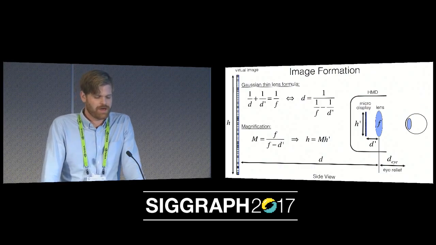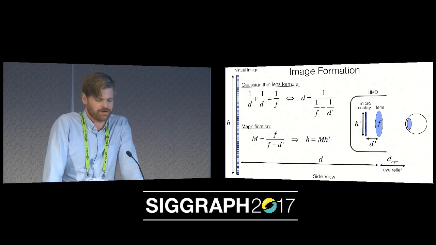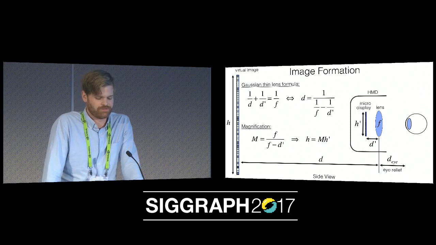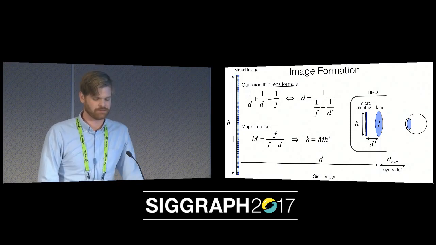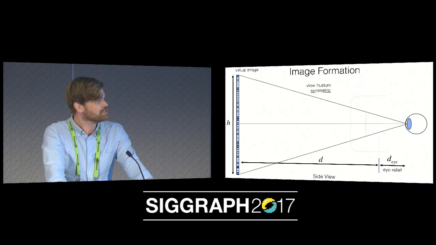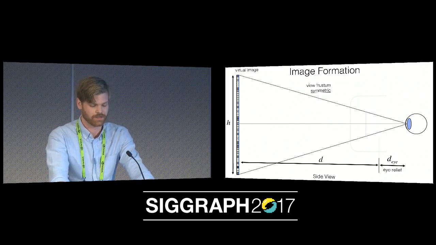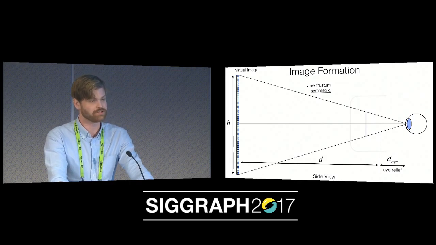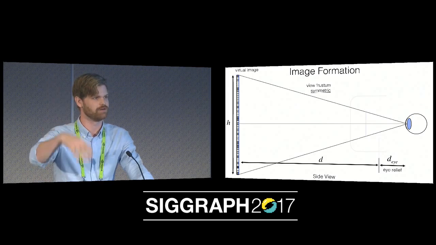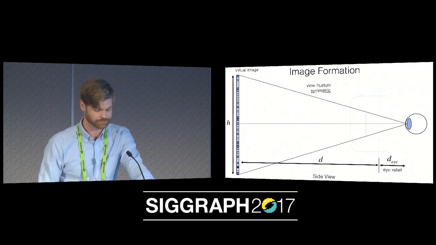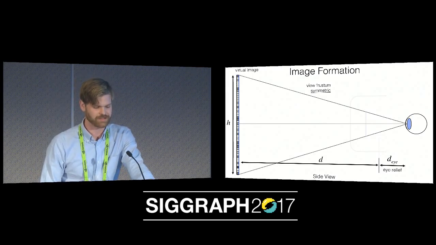So if we go back to this projection of the image formation model from the side view, and get rid of all of this junk, we'll see that if the eye or the lens is placed at the center of the display, we have a symmetric viewing frustum. From the side view, the eye is placed at the center of the display, and it'll see the same number of pixels above and below its center. So it's actually quite easy to define the top and bottom coordinates of our viewing frustum.